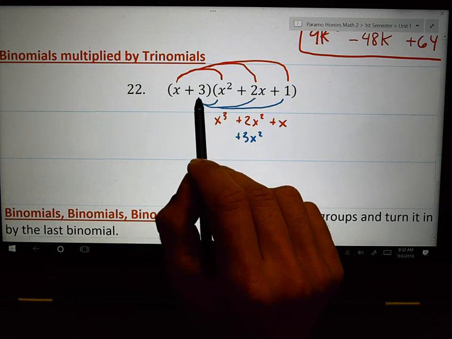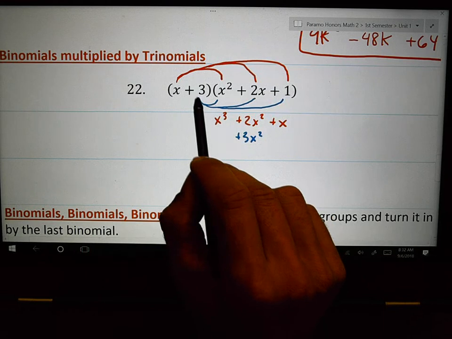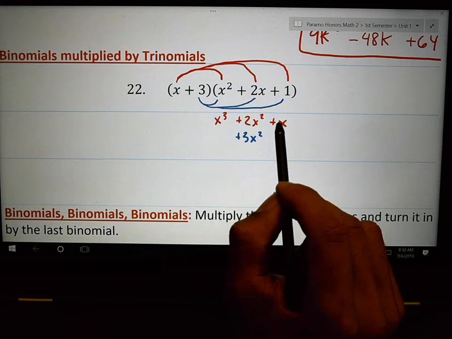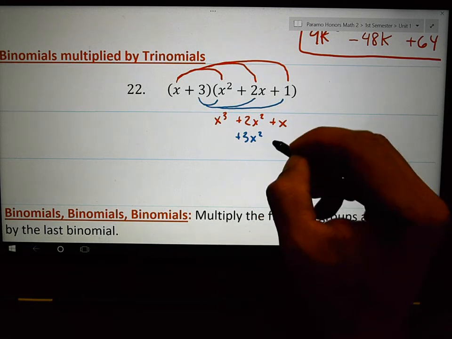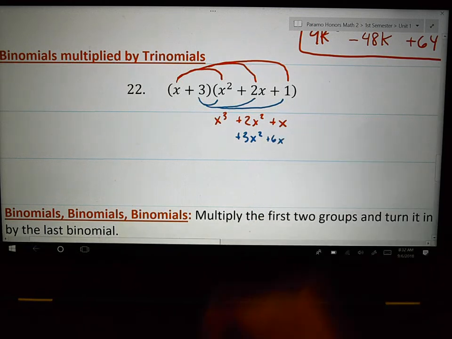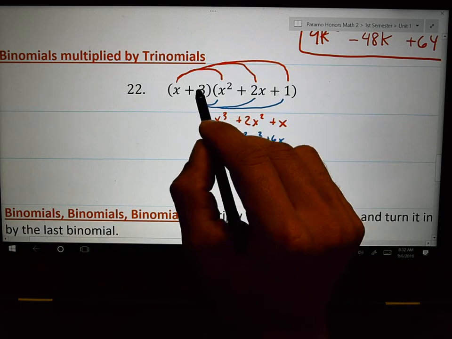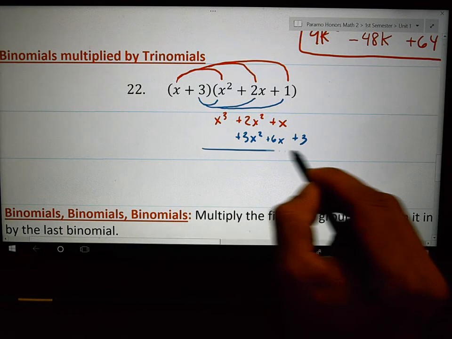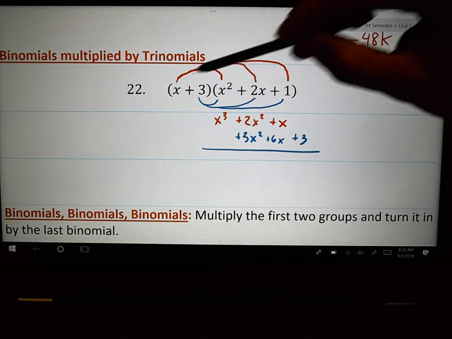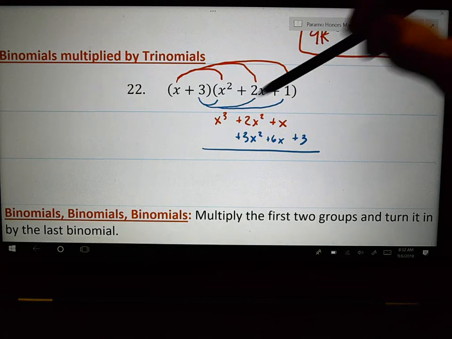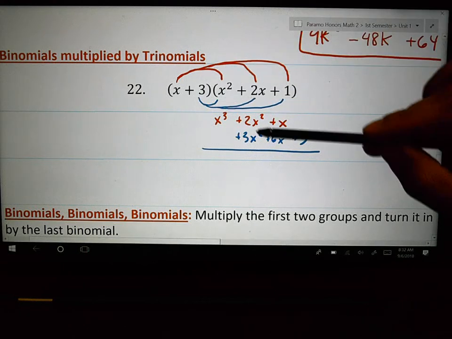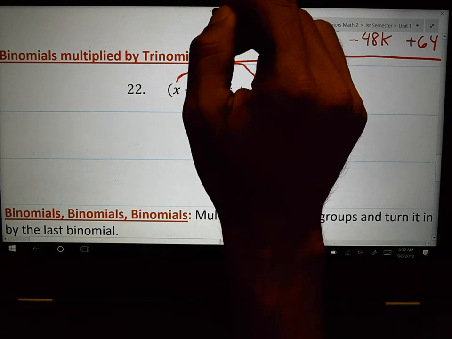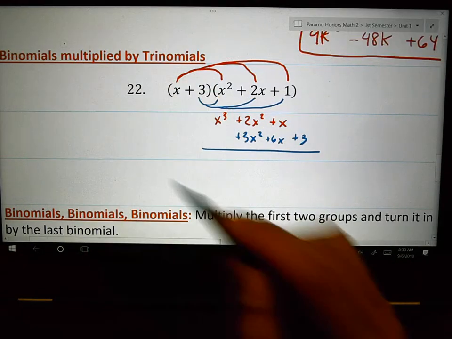When I do the 3 times the 2x, 3 multiplied by 2x is 6x. I'm going to write it directly underneath the other variable that has just an x. And lastly, 3 multiplied by 1 is 3. And so what you'll see me do a lot of times is when I do the first one to all 3, and the second one, all 3, I line up the middle terms so that when I add them together, they easily combine.